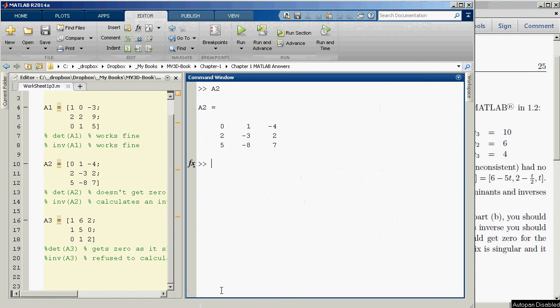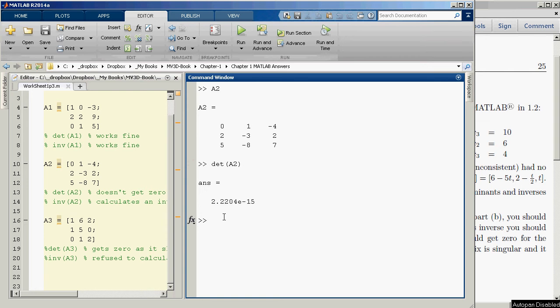A2. If you check the determinant of this matrix by hand, you will get 0. But if we do it in MATLAB, we get a little bit of round-off error. What that means is that the determinant is not identically 0. It is 2.2 times 10 to the negative 15. It's very small, about machine 0, but it is not a pure 0. So that means we can check the inverse.